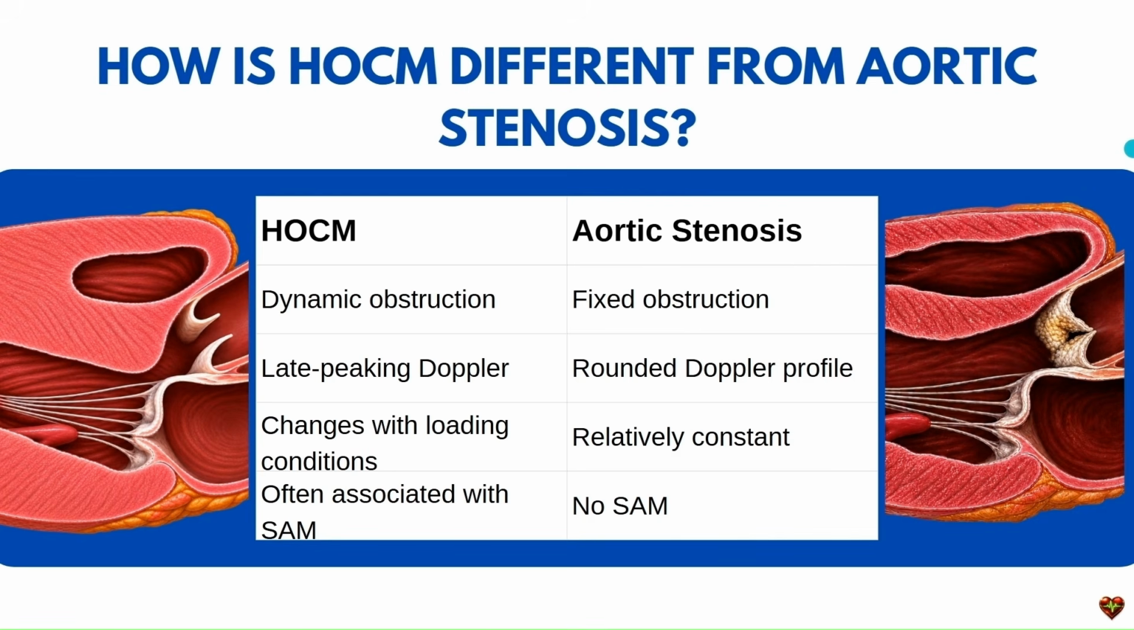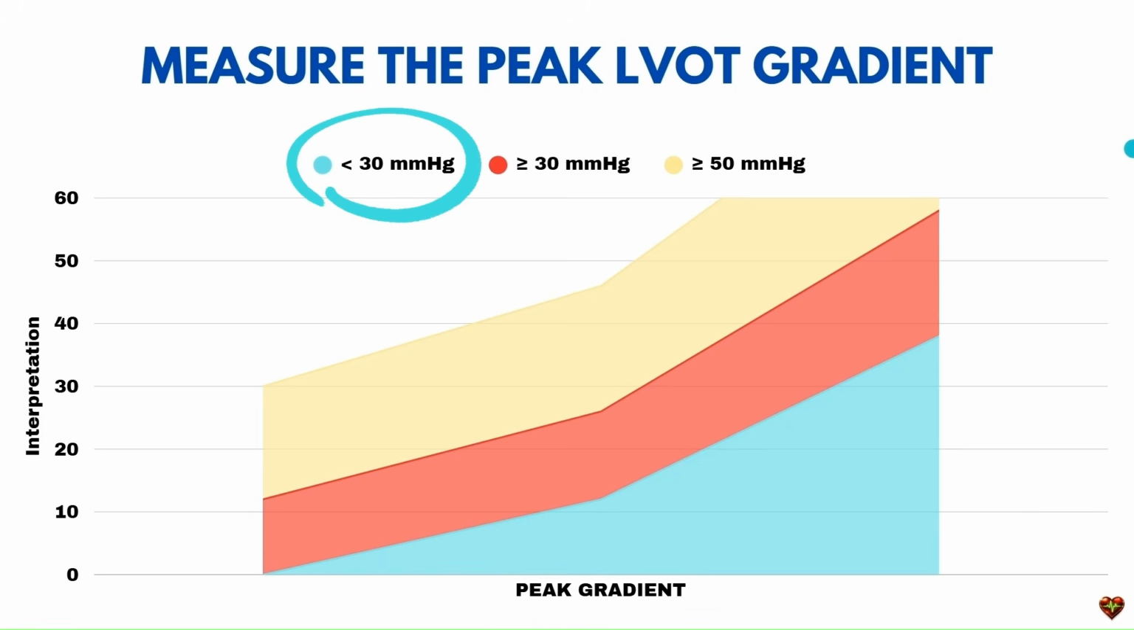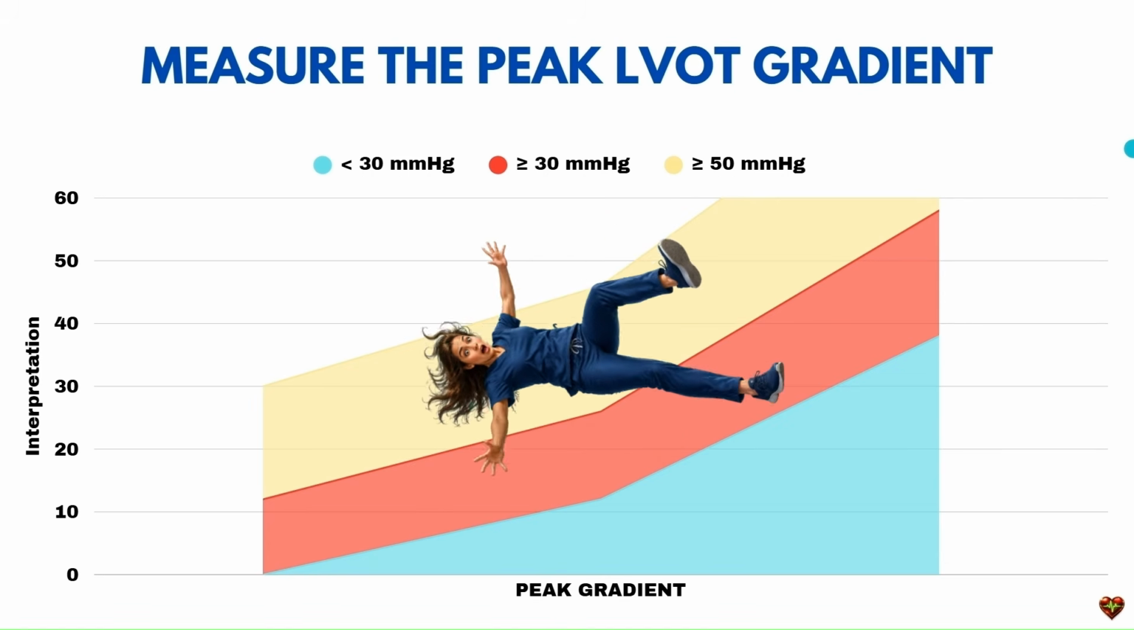So how do we prove obstruction objectively? Once we've obtained our continuous wave Doppler tracing, we quantify obstruction by measuring the peak gradient. A peak gradient of 30 millimeters of mercury confirms that obstruction is present. A gradient of 50 millimeters of mercury or greater is generally considered hemodynamically significant and plays an important role in patient management. Always remember that the gradient is only meaningful if you're measuring the correct signal. We will discuss that important pitfall shortly.